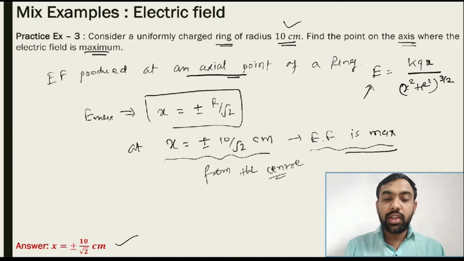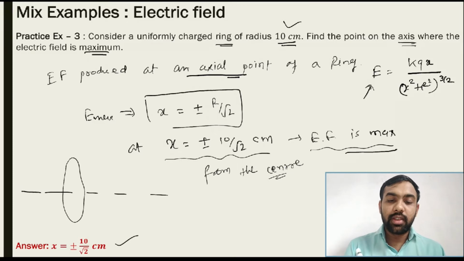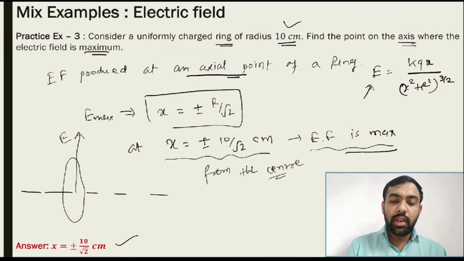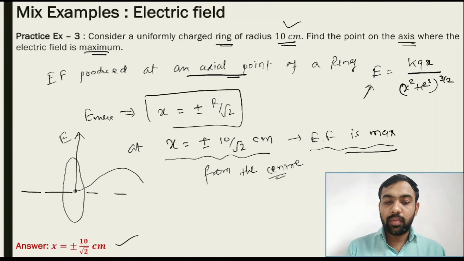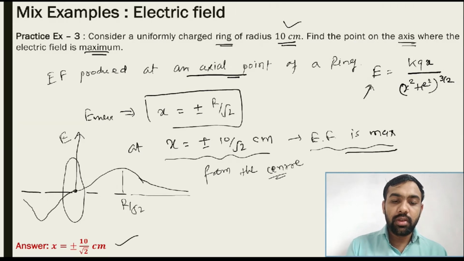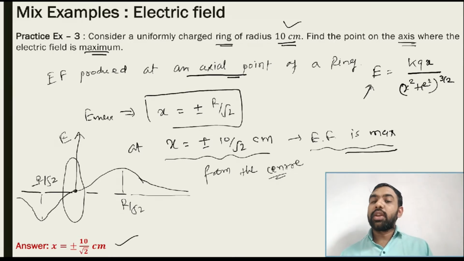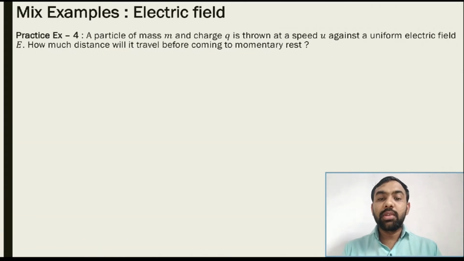And we drew the graph of this also in the previous sessions. If you consider this is the ring and this one is the axis, and here you consider the electric field, then at the center it is 0. So that is r by root 2, and in a similar way this is minus r by root 2. So this way you get the answer. Okay, all of you note this, then we go to the next one. Let's see example number 4.